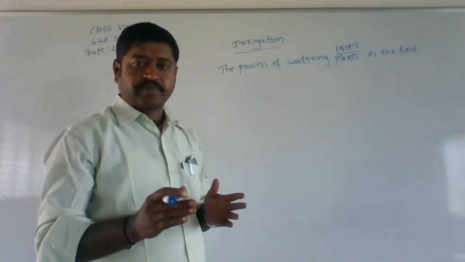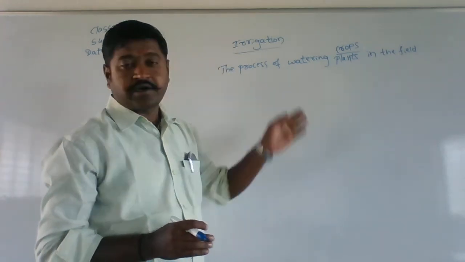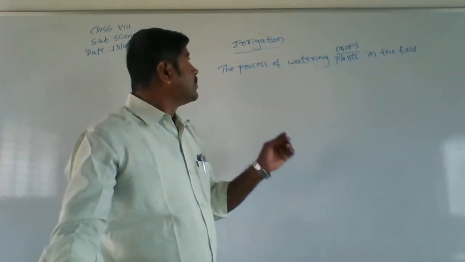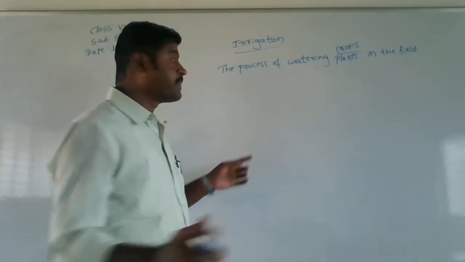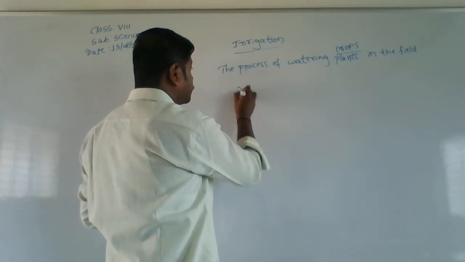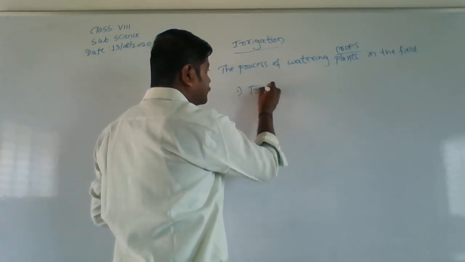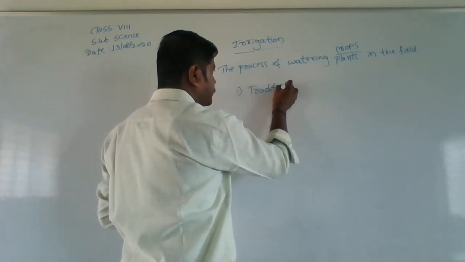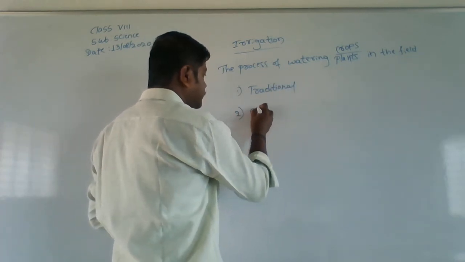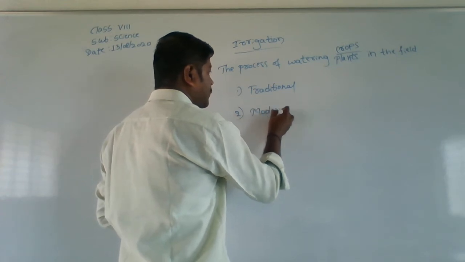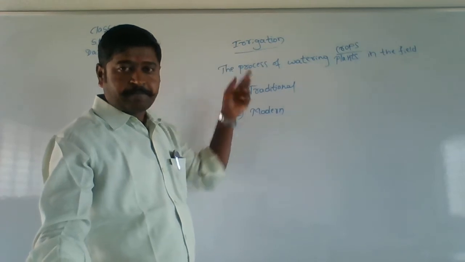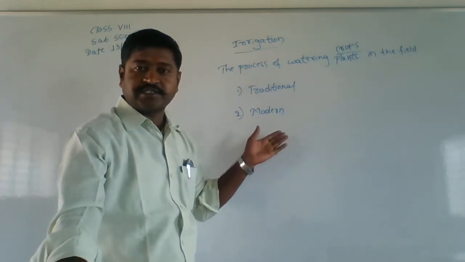But irrigation is a process of watering crops in the field, from time to time. In this irrigation, we have two methods of irrigation. One is the traditional method, and the other one is the modern method. Traditional method of irrigation is different, and modern method of irrigation is different.